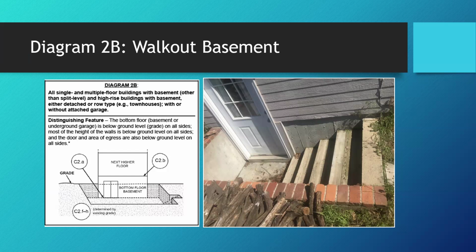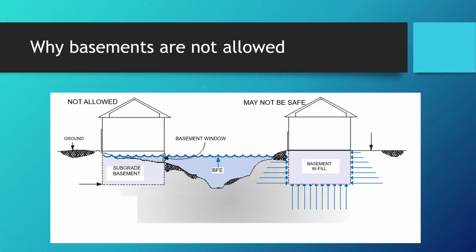2B is a walkout basement. So it's still a basement. It's still below grade on all 4 sides, but there is an extending outdoor area that is at the basement floor elevation. And so it could be a larger walkout patio like the diagram shows, or it could be something like this where it just opens into a stairway landing. So it's kind of this outdoor area that is enclosed by a retaining wall, and it's still not compliant for new construction or substantial improvements. Why basements are not allowed?